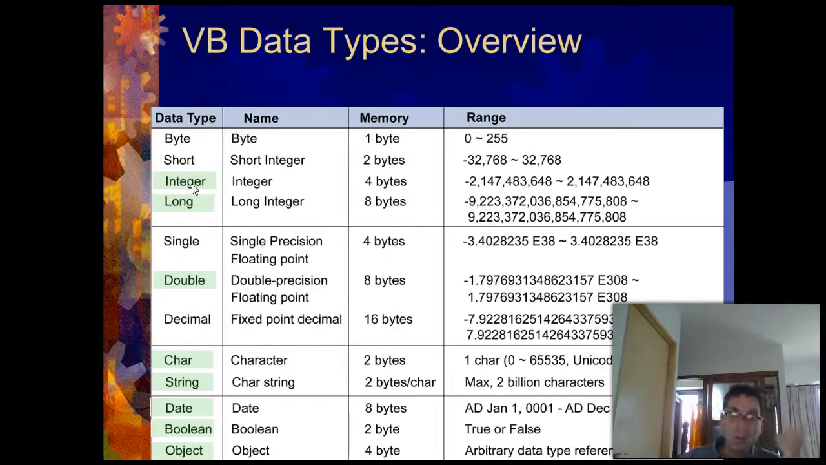So let's think about integer for a minute. An integer uses 4 bytes. But how big is a byte again? Remember we just said a byte is 8 bits. So an integer uses 4 bytes, which means 4 times 8, or 32 bits. In other words, 32 bits can represent up to 2 to the 32nd different values.